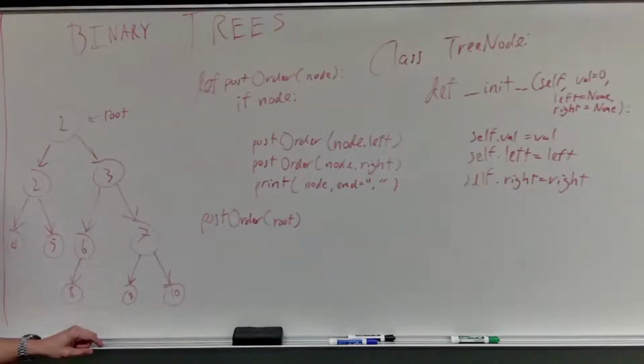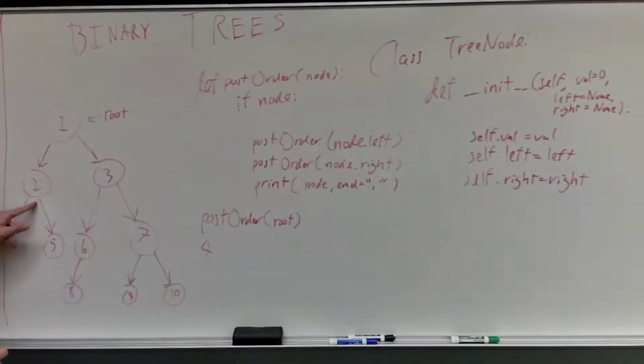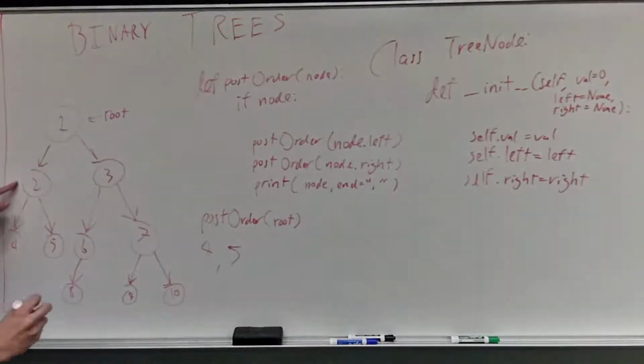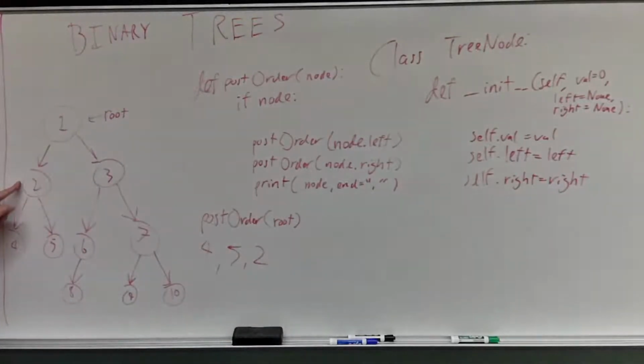Starts with 2? But isn't it... wait, left, right, and then root. So it would have to start on the left side and then the right side. Okay, yeah. So we would go to 4, right? All the way to the left. Then you go up, yeah, and then 5. And you go back up, right? And then you print that node. 2. Okay. And then it's 3.